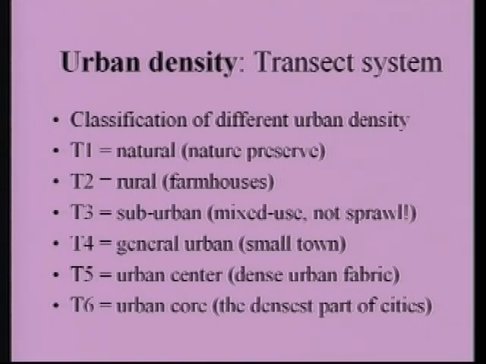T4 is a small town, general urban. T5 is an urban center, which is the dense urban fabric. And T6 we reserve for the urban core, which is the densest part of the largest cities. These are the 6 classifications, and the Transect system also involves the exceptions, which I don't need to mention here. Exceptions are like an airport, a factory, something else, a marina. So those are exceptional because they lie outside a linear progression T1 to T6, and we have to include them in the classification as well, but I don't want to complicate the system now.